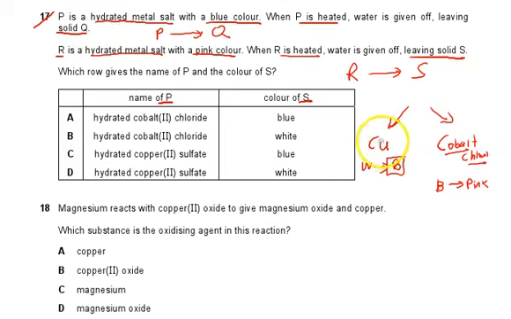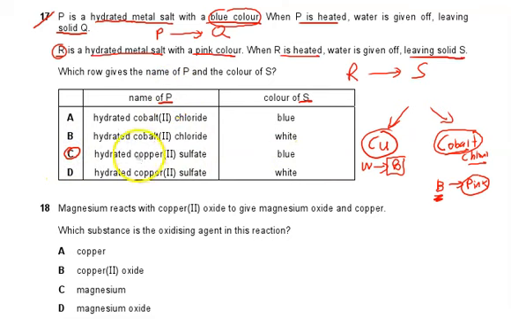As you can see here, P is a hydrated metal salt and it is blue in color, which means P is copper. When R is hydrated, it means it has water molecules, so it is pink in color. Pink color means R is cobalt. When cobalt is dry, without the presence of water, it is blue in color. So the answer here will be C.